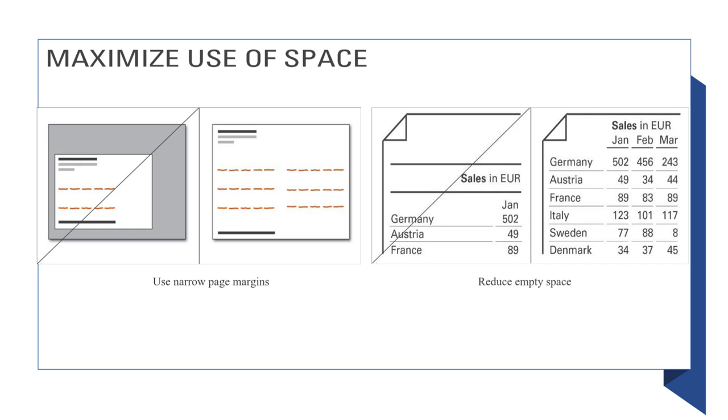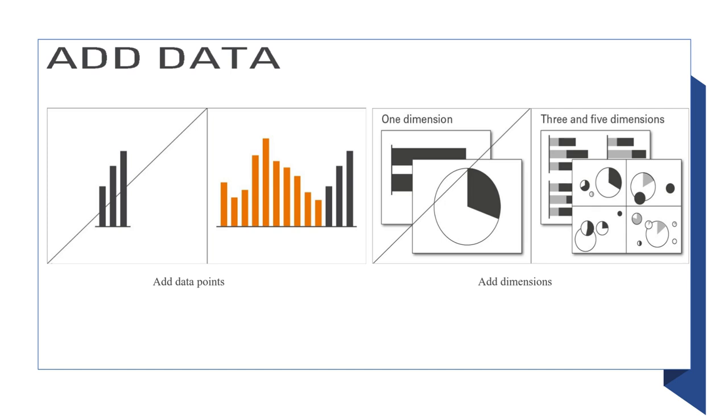Maximize space using narrow page margins and reduce empty space. White space has aesthetic value, but empty space where information could live is a missed opportunity. One well-designed dense page is better than 3 sparse ones.